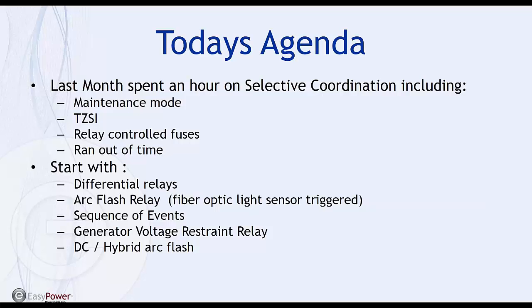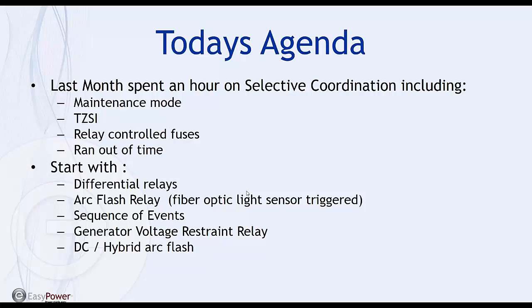So as I mentioned, last month we spent an hour on selective coordination. We covered maintenance mode, zone selective interlocking, relay controlled fuses, and we ran out of time. Today we're going to start with differential relays and then breeze through arc flash relays, emphasize sequence of events, and another differential relay application, the generator voltage restraint relay, and then cover a little bit the DC side of the world, and hopefully it won't overrun our time slot.